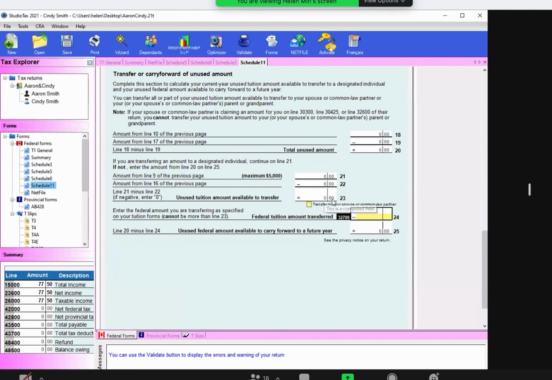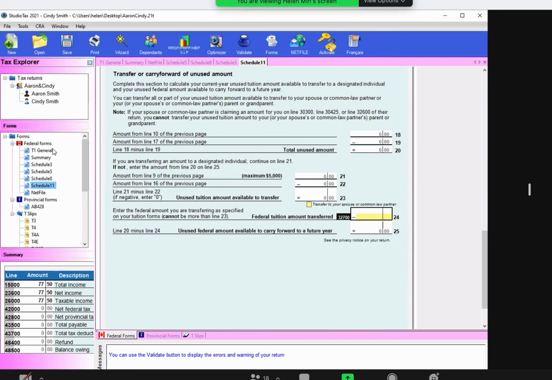If you want to transfer, and you have a transfer amount to your spouse, then you have to see line 24. Line 24 amount is if you want to transfer the whole amount. If you want to transfer the whole amount, line 24 amount is the same as line 23. So you need to mention line 24, then line 25, what is left.